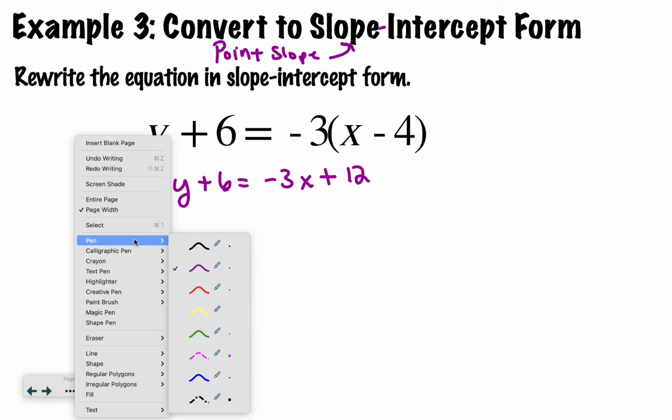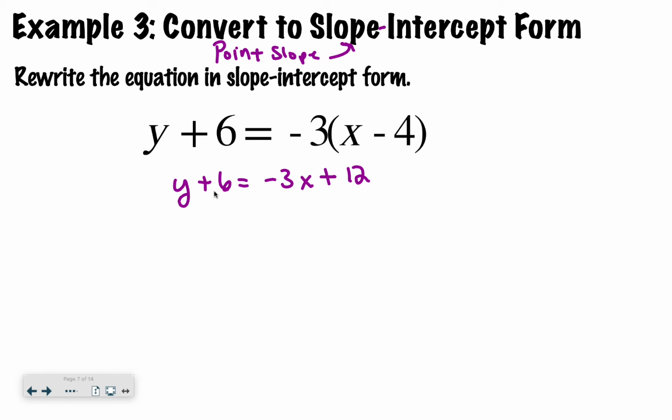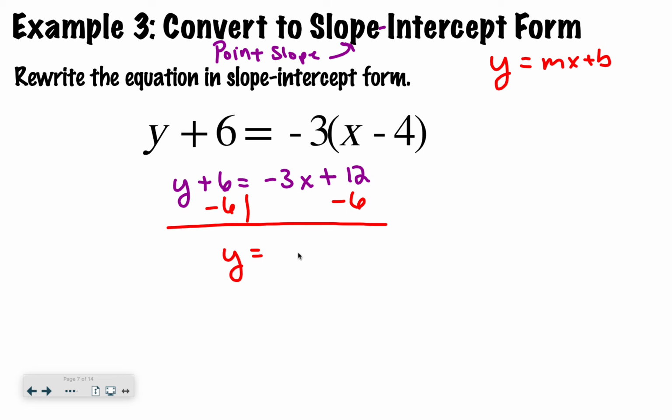And then our next step is to get y by itself, because remember, our slope-intercept form is where y is all by itself. So right now, I'm pretty close to having that. I just have to move that 6 over. So then I have y equals negative 3x plus 6. And now it matches my slope-intercept form, and I'm good to go. That's all I have to do to convert from point-slope to slope-intercept form.